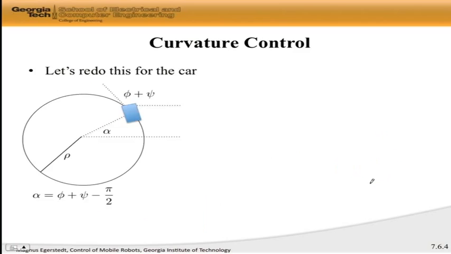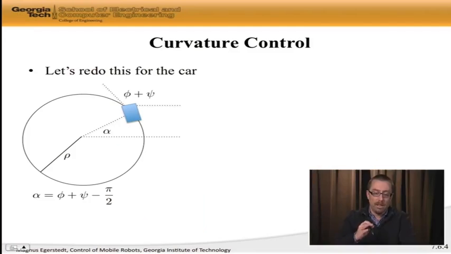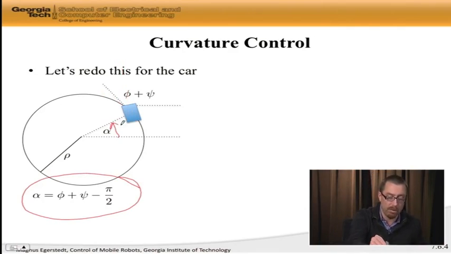Okay, let's figure out what the curvature is when we have a car. The only difference now is that the car is actually pointing in this direction, but it's going in this direction because of the fact that we have a steering angle. So as before, alpha, this angle, where we want to say where the car is, well, it's phi plus psi minus pi over 2.